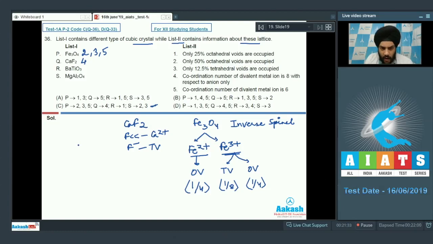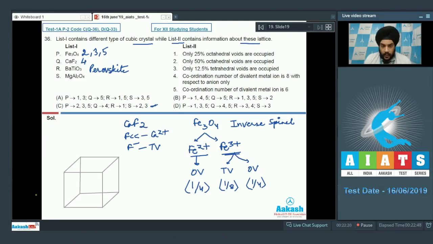If we talk about the R option now, BaTiO3, it has the perovskite structure. So if we talk about this perovskite structure, students, we can probably have a diagram. Students, in the perovskite structure, the barium 2+ ions form a simple cubic. So there will be barium present at all the corners.